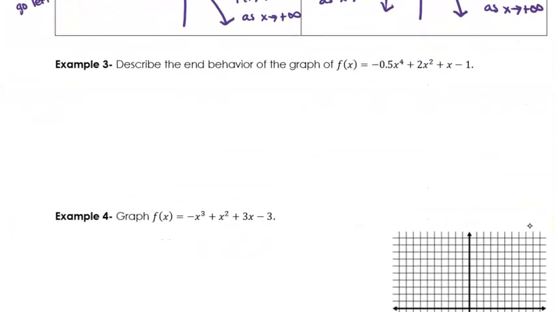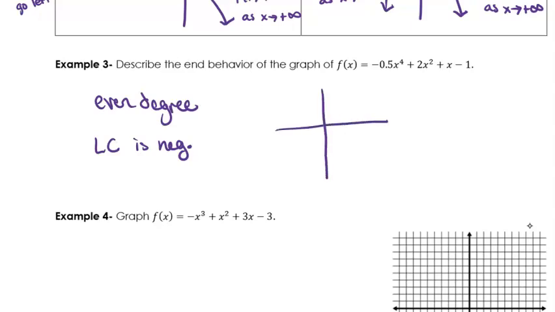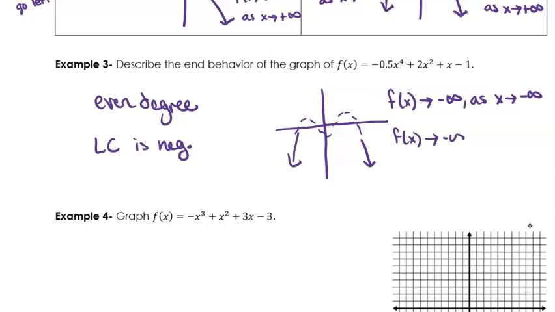So if we look at number 3 right here, it has a degree of 4, so it has an even degree. And then the leading coefficient is negative. It's negative 0.5. So what that tells me, if I look up at my chart at even and a negative leading coefficient, it looks kind of like this. So the end behavior is the y values, f of x, approach negative infinity. They're headed down as you move to the left. And the y values are also going down, so approaching negative infinity as you move to the right.